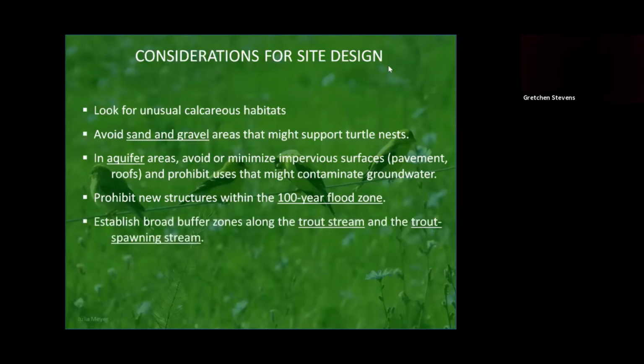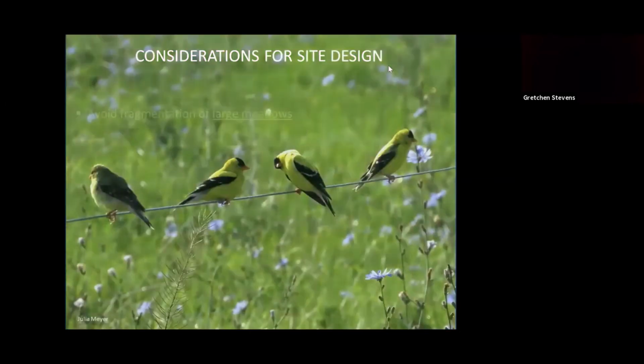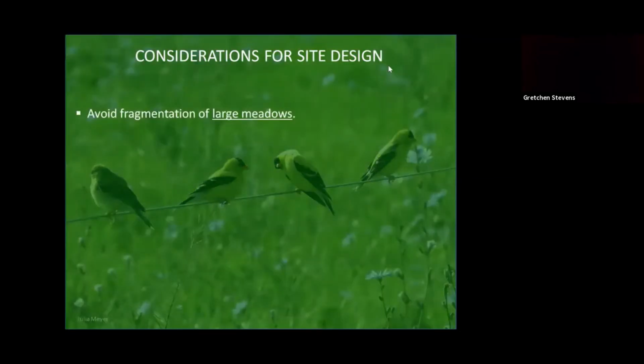Establish broad buffer zones along the trout stream and the trout spawning stream. These would help to protect the stream water quality and habitat quality that may be sustaining trout and other sensitive organisms. Require that wetlands be delineated on the site and surveyed and mapped, and then establish broad buffer zones around those wetlands.